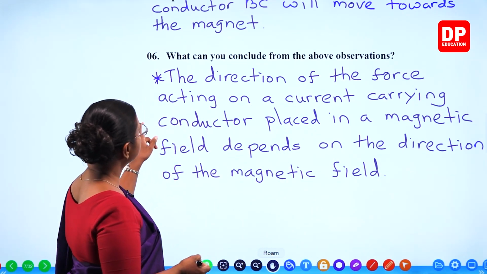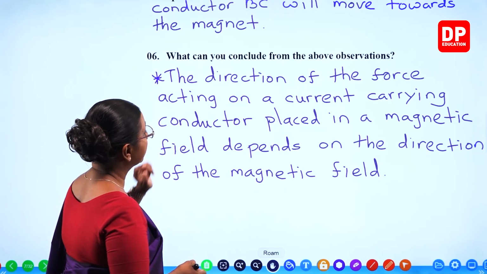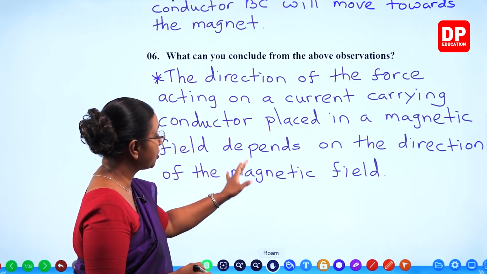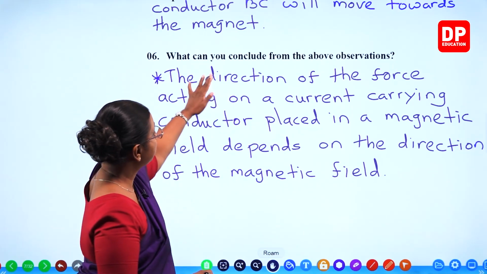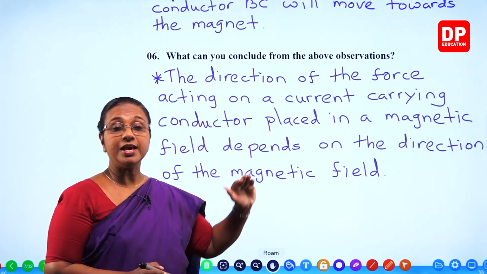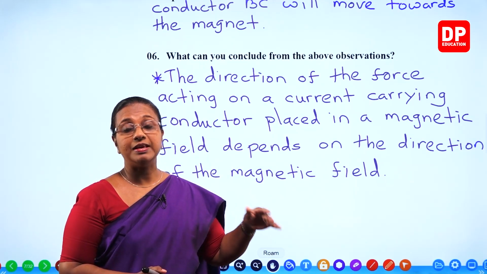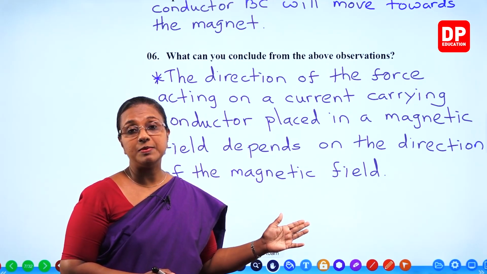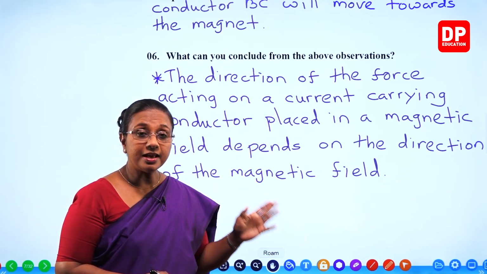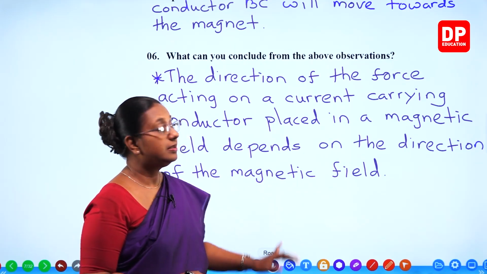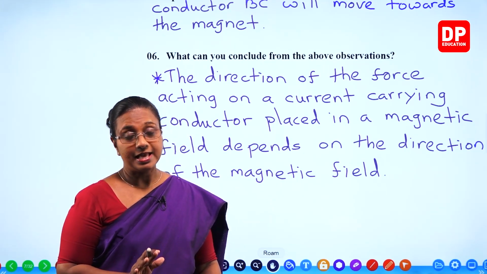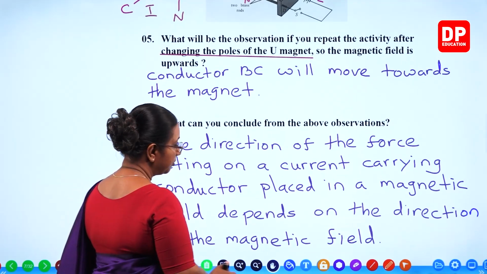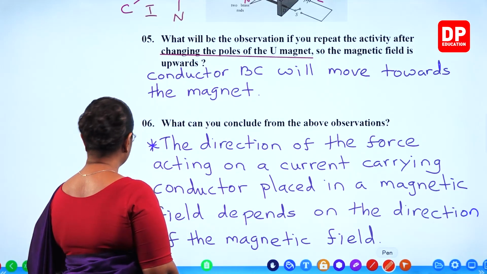So here you can see the direction of the force acting on a current carrying conductor placed in a magnetic field depends on the direction of the magnetic field. So you have to give this as well. You have to say the conductor is placed in the magnetic field and current is flowing through it. So current carrying conductor. Then only there will be a force acting on it. And the direction of the force will depend on the direction of the magnetic field. Is that clear, students? So then we'll move on to the next part.